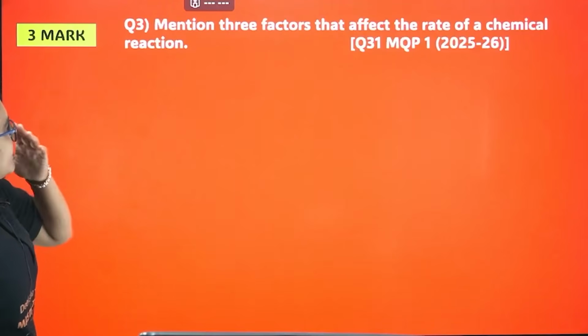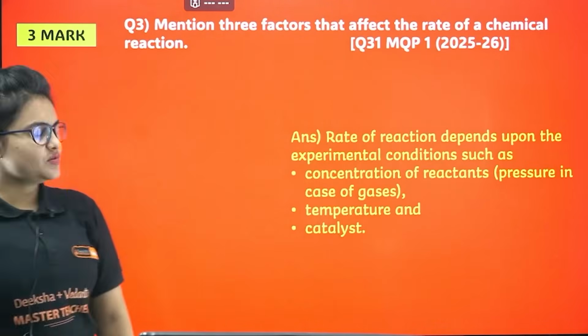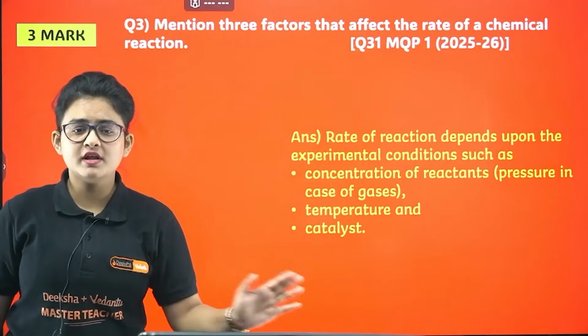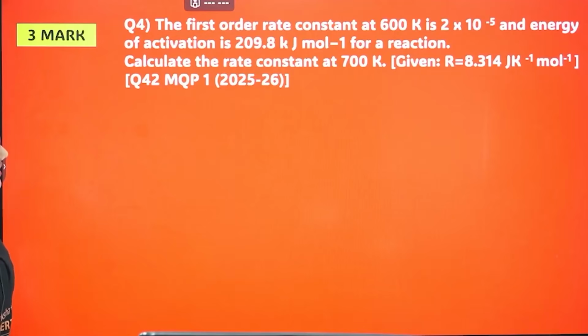Let's proceed. Mention 3 factors that affect the rate of a chemical reaction. So these are the factors. You can take concentration, temperature or catalyst. Proceed. One more numerical. The first order rate constant at 600 Kelvin is 2 into 10 power minus 5, and the energy of activation is 209.8 kilojoule per mole. Calculate the rate constant at 700. So the Arrhenius equation you have to use here.